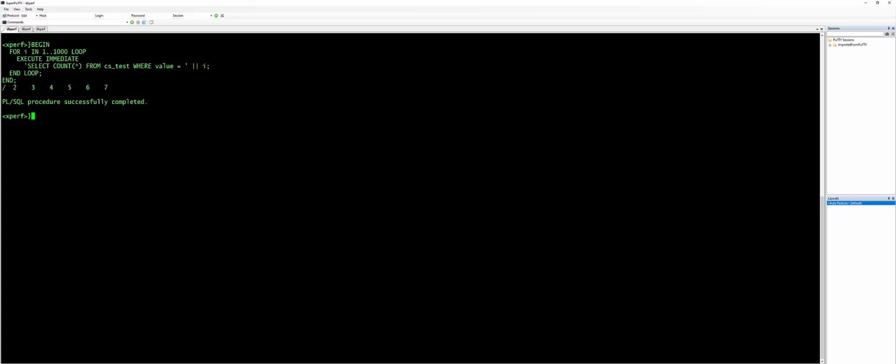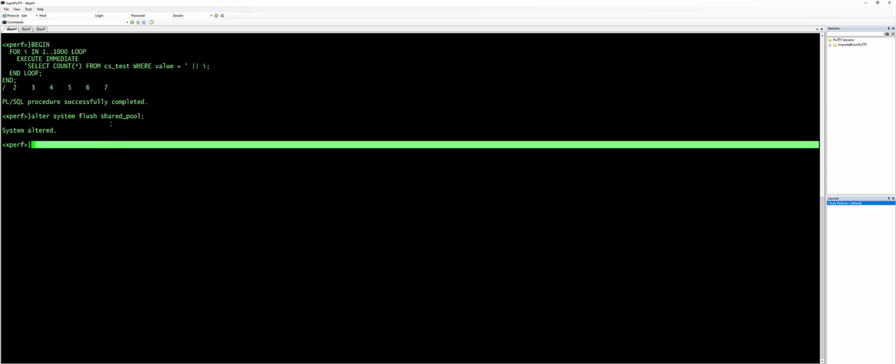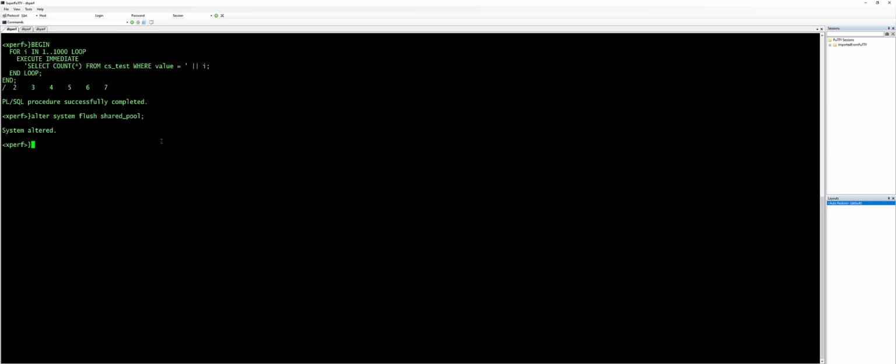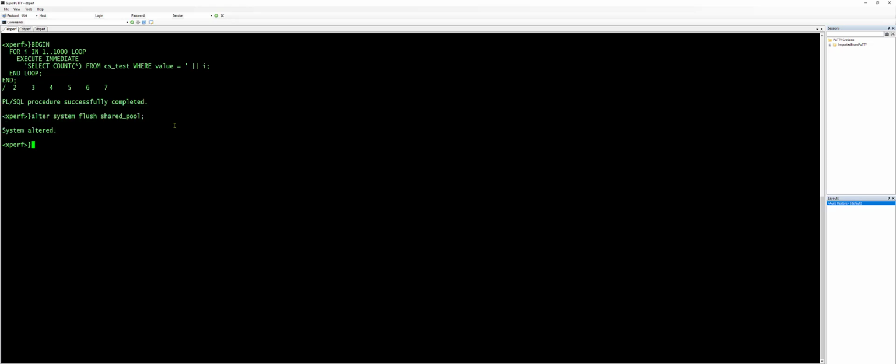Now let me flush the shared pool. Before we set cursor sharing to force, we need to flush the shared pool. In a production system, we need to do it in non-peak hours of the database, because this will cause some temporary slowness. The shared pool contents will be completely flushed, and then all the new contents need to be rewritten by Oracle, so there will be a temporary slowness.